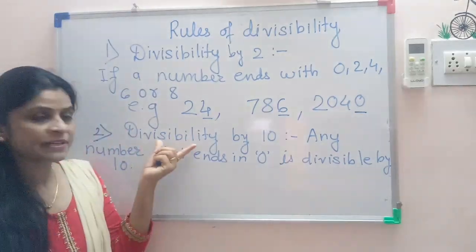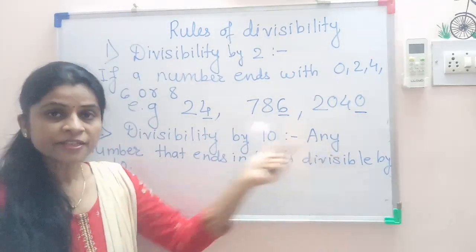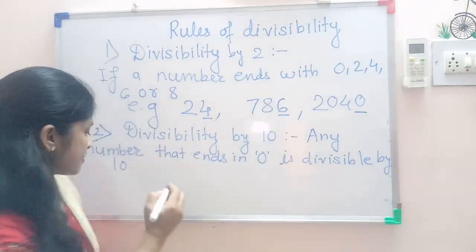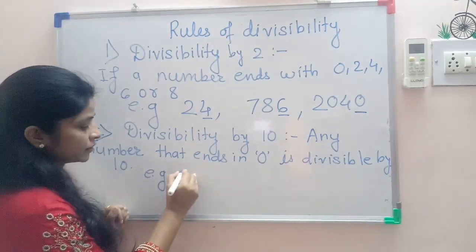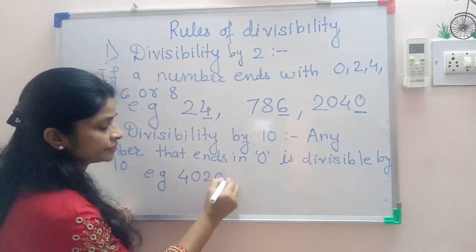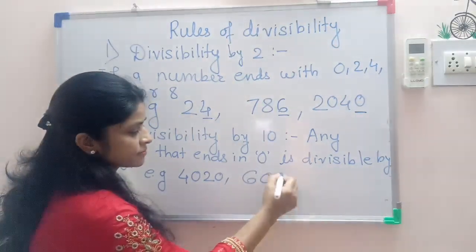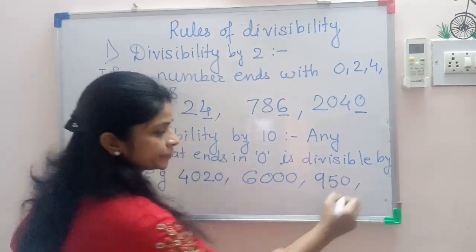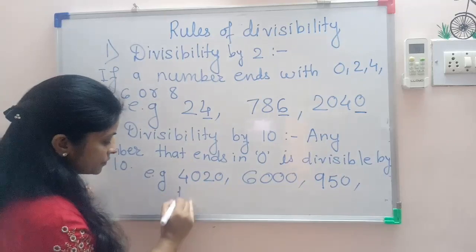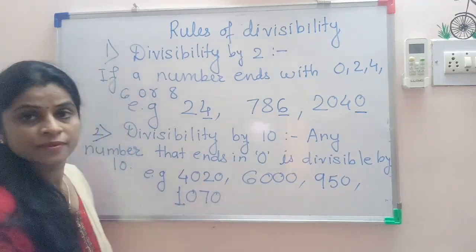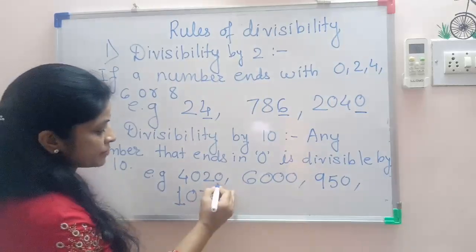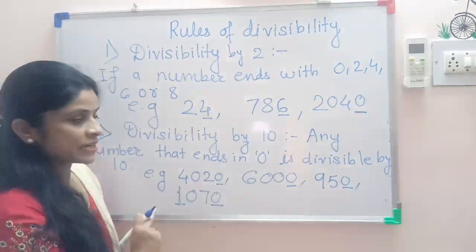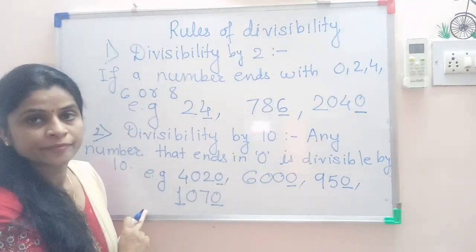Now the next, divisibility by 10. Any number that ends in 0 is divisible by 10. For example, 4020, 6000, 950, 1070. Now you can see here all the numbers end in 0. So all these given numbers are divisible by 10.